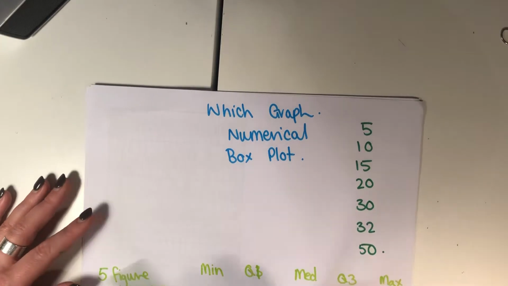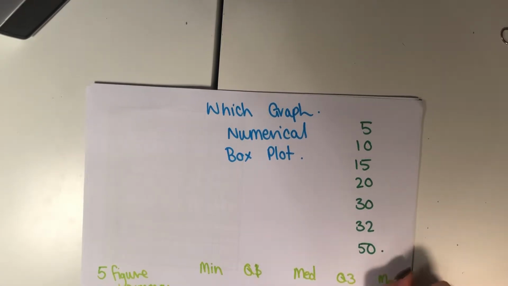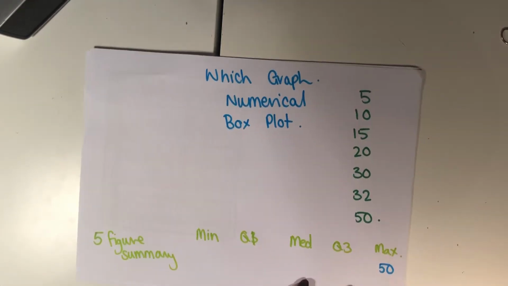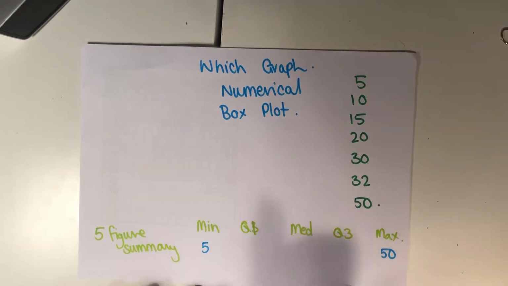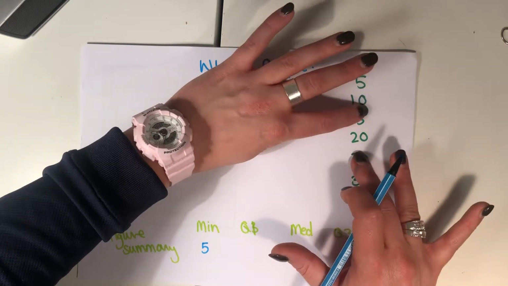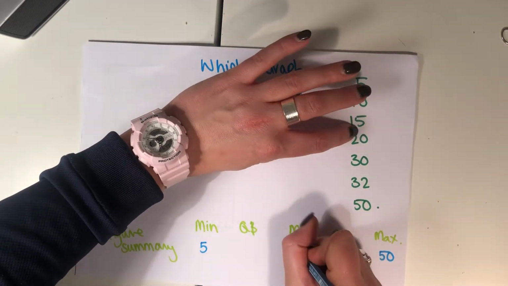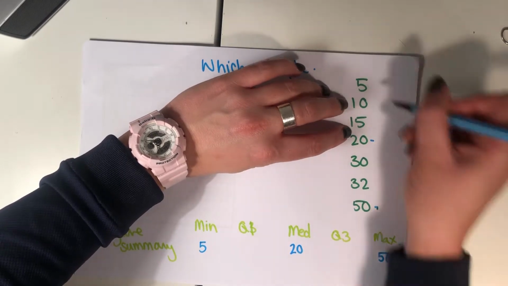Now for this data set, my max is 50, clearly, because these are all in order already. My minimum is 5. I need to find my middle number. 1, 2, 1, 2, 1, 2. My middle number is 20. So my median's there, my max is there.